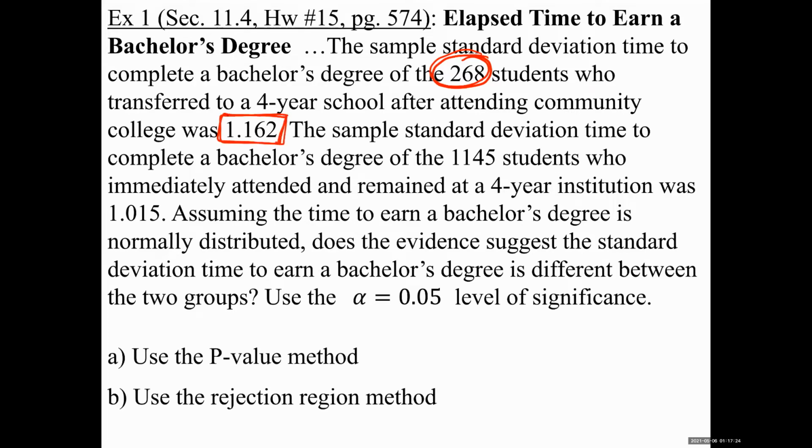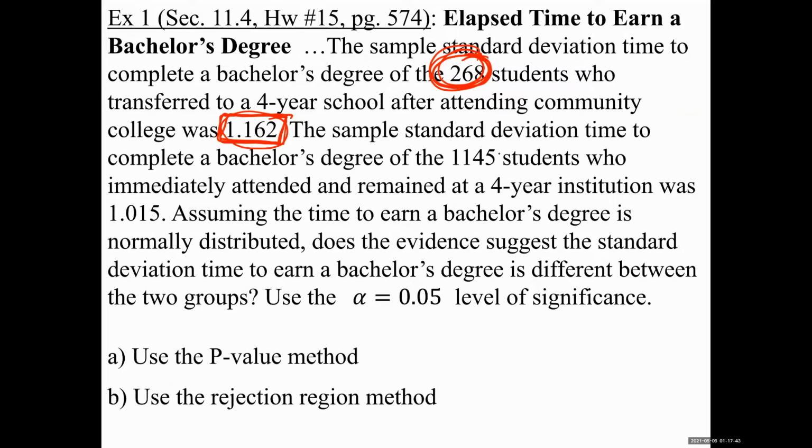This number, 1.162, is a measure of how close these 268 numbers are. And again, the smaller this is, the closer these 268 numbers are. Then he looked at another group, the sample standard deviation time to earn a bachelor's degree of the 1,145 students who immediately attended and remained at a 4-year institution was 1.015.